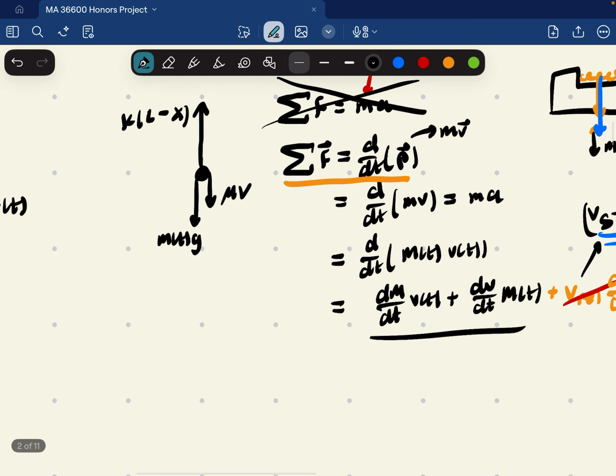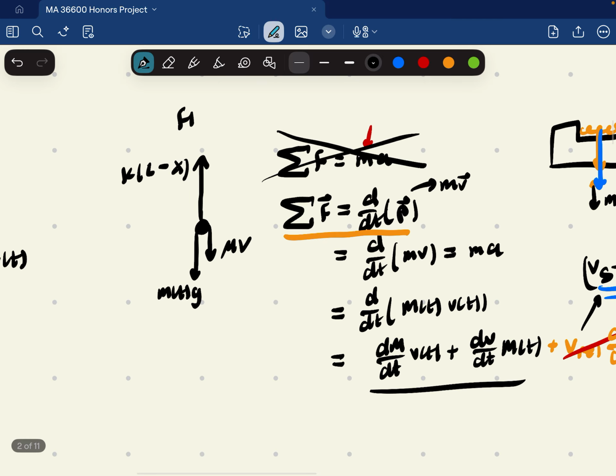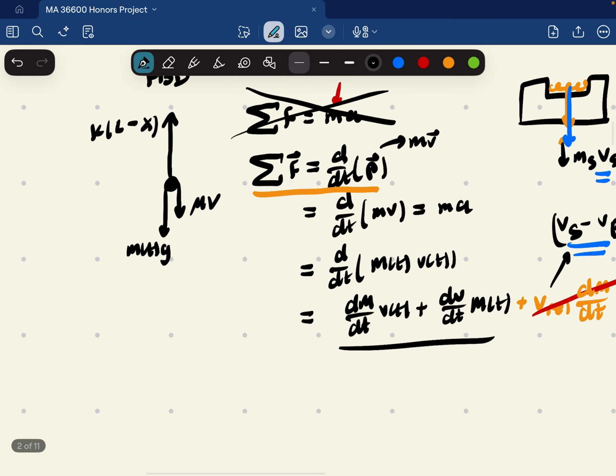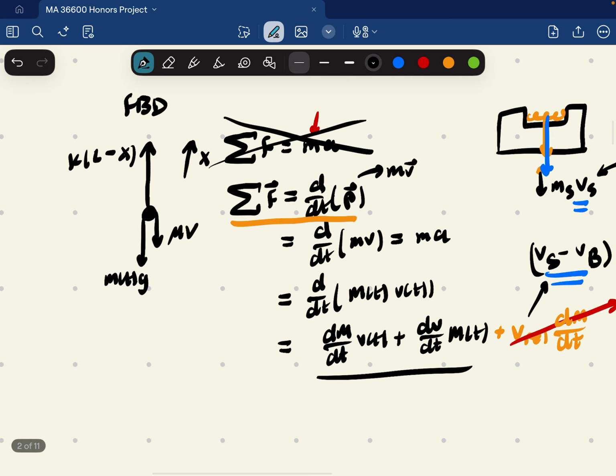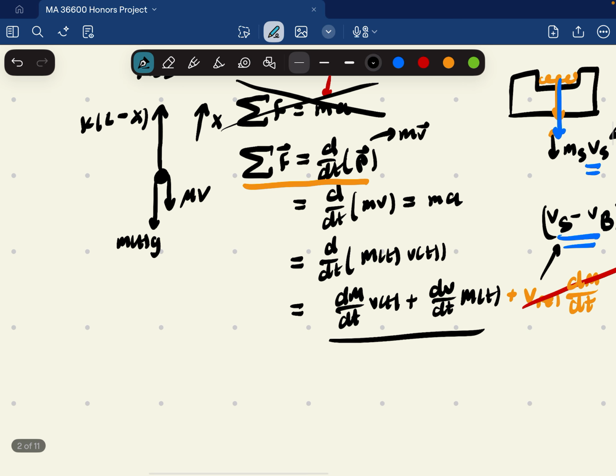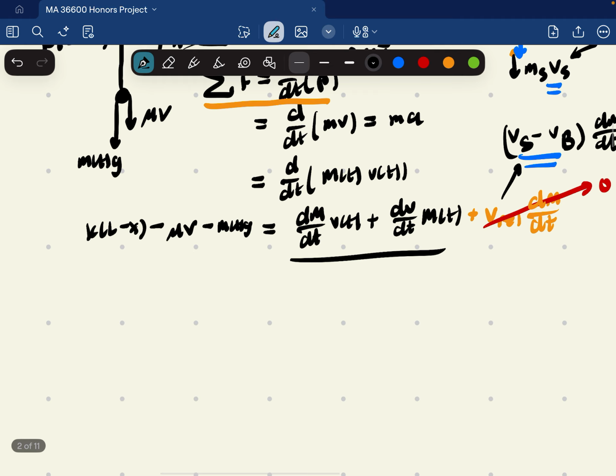Okay, so on the left-hand side, this is our FBD, right? I'm going to do the sum of the forces. So we're going to define up as the positive direction, so my displacement upward is going to be positive. So I'm going to have k times L minus x, minus mu times v, minus capital M of t times g. We're kind of running out of space there. Equals this. So this actually is going to be my equation of motion, right?